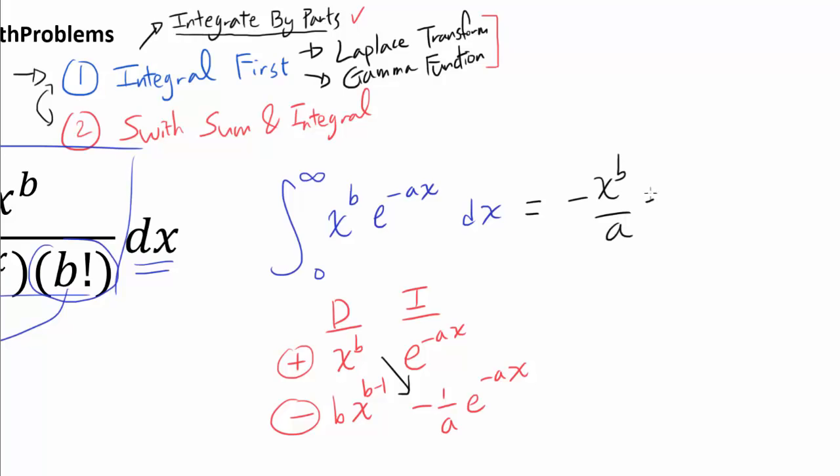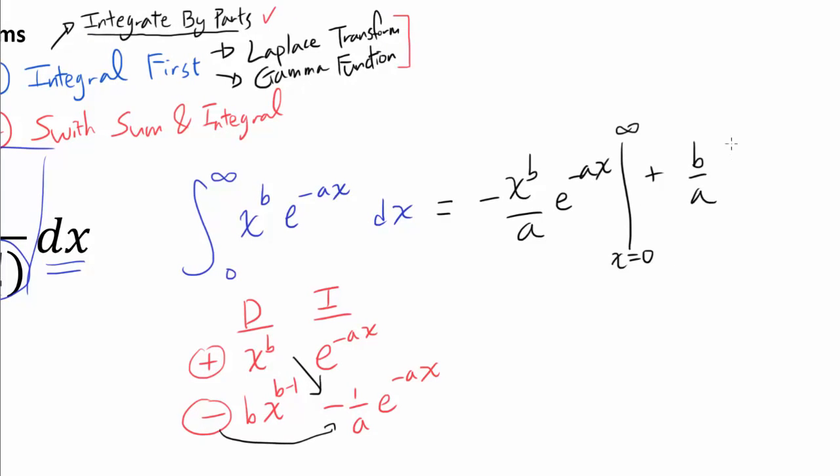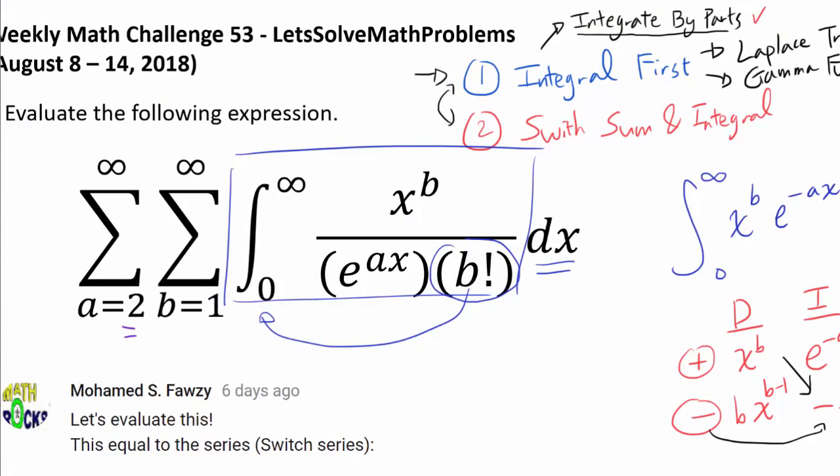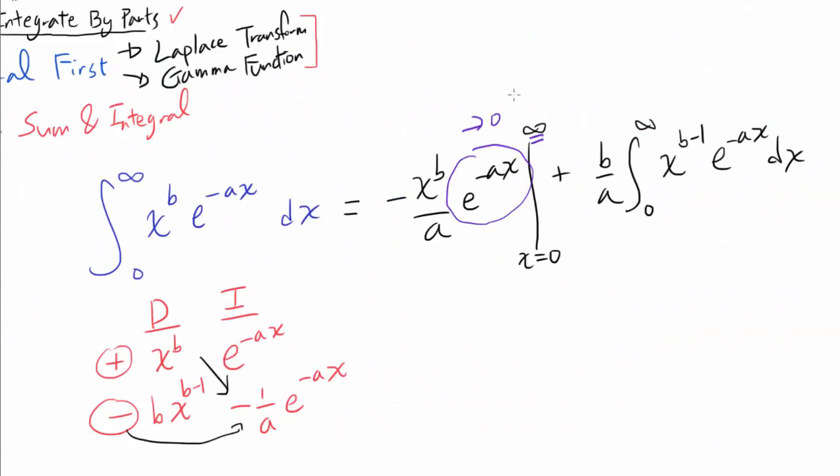So let me write that down. And we are integrating from 0 to infinity. And we have minus minus, so plus b over a times the integral from 0 to infinity of x to the b minus 1 power times e to the negative ax dx. And we see that because e to the negative ax approaches 0 as x approaches infinity, because a is a positive integer, a is going from 2 to infinity, this entire expression is going to evaluate to 0 as x approaches infinity, and when x is 0, x to the b is of course going to be 0, so this entire thing is going to be 0.